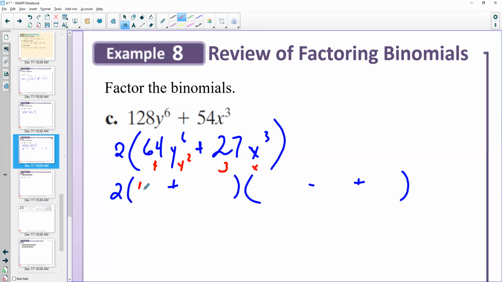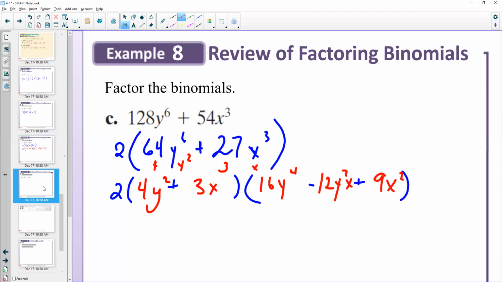So let's see. In this first spot goes 4y squared. The second spot goes 3x. 4y squared, that whole thing squared, would be 16y to the 4th. 4y squared times 3x would get me 12. I didn't give myself very much room. y squared x. And 3x, that whole thing squared, gets me 9x squared. All right, it wasn't so terrible.